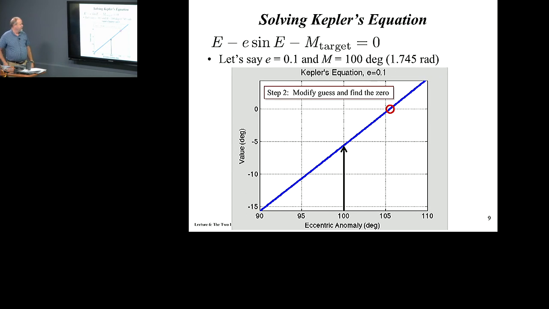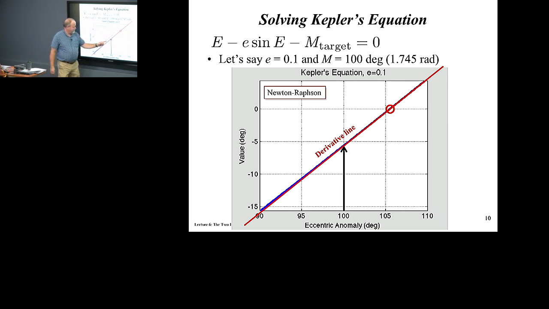So we want to modify the guess, and we want to find what drives us to 0. I've blown up this part of the chart here. Here's where we ended up: at minus 5.64 degrees. We want to be at 0. The way we predict the next guess is by using the slope. So we compute the derivative of that function right here, evaluated at, for this iteration, E0.